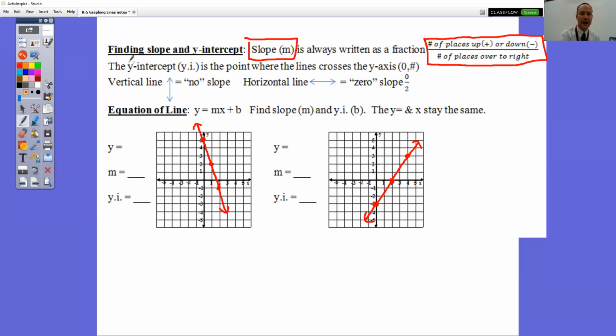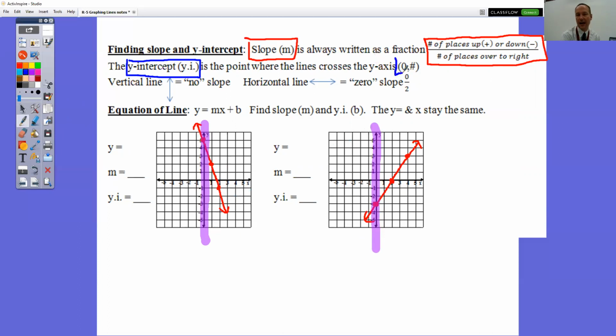Your y-intercept is abbreviated yi, and that is the point where the line crosses the y-axis. Now remember, this green or this purple line is your y-axis. So we want to know where that line crosses the y-axis.